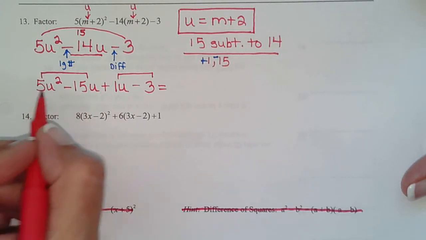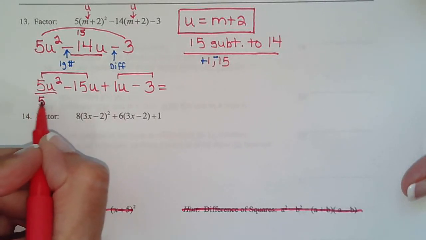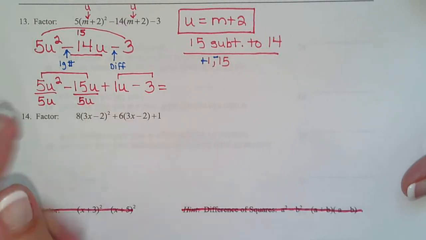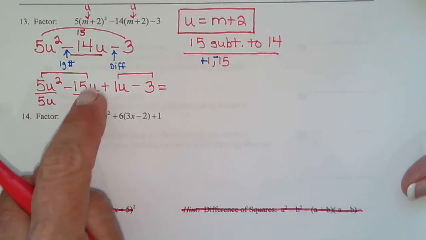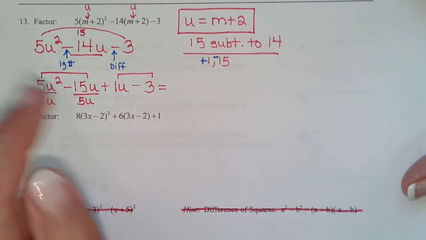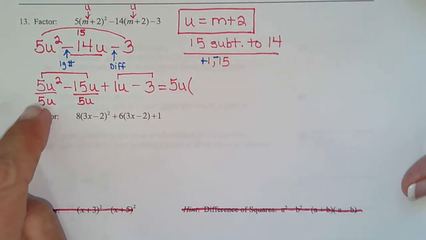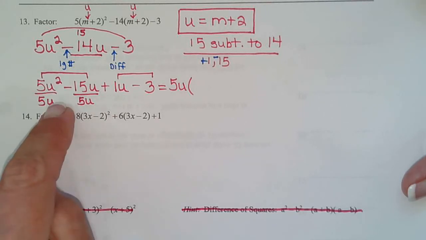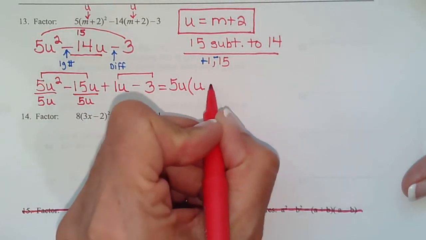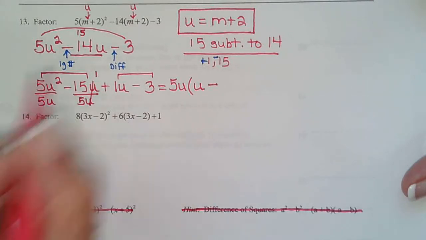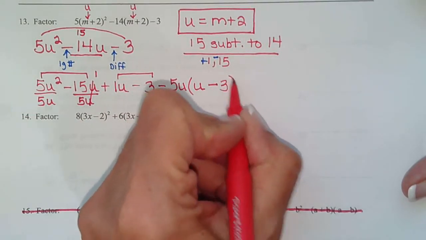So GCF here would be 5u, and GCF here would be 5u. Because 5u is common to both, we take the smallest exponent and the largest number, so we pull 5u out, and that leaves us with 1u to the first minus the u's cancel, so that would just be 3.